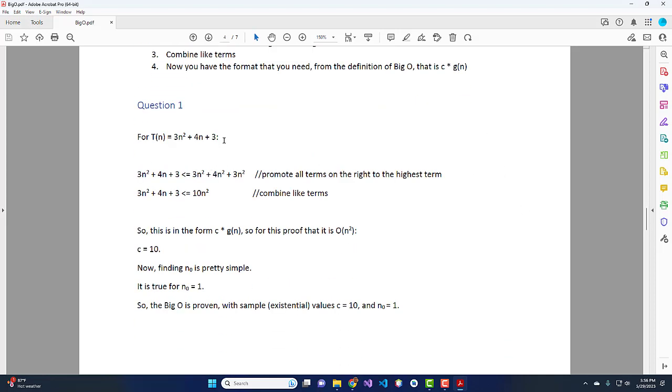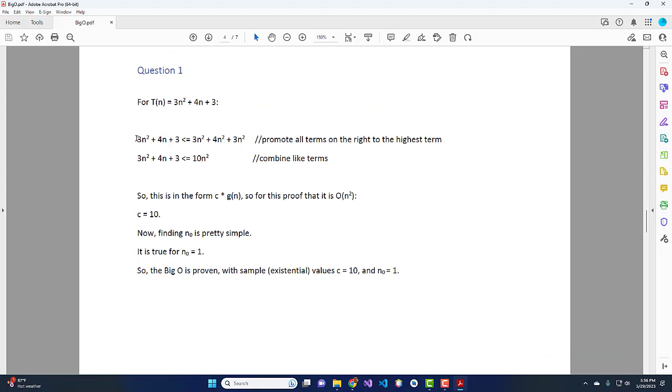So here's our first question. T of n equals 3n squared plus 4n plus 3. I have my T of n, which is the f of n. That's the function I was dealing with, the complexity function, on this side: 3n squared plus 4n plus 3. I was given that, and I'm trying to prove it by putting it in the form c, some constant, times some sort of g of n.